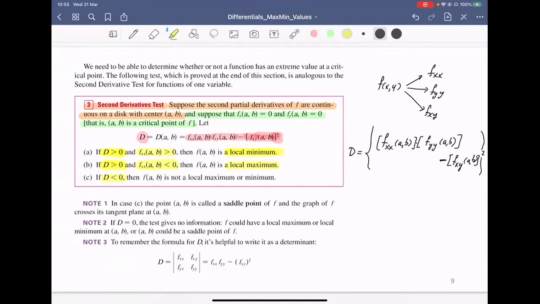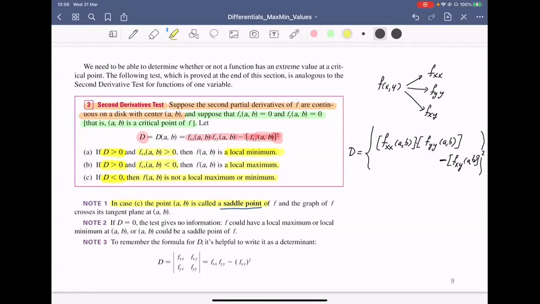Another part of this theorem says that if you get D less than 0, this is the case where f(a,b) is not a local max or local min. We have a name for condition C. In case C, the point (a,b) is called a saddle point. A saddle point is a point that is not a local maximum and not a local minimum, but it is a critical point. You're going to see the picture pretty soon.